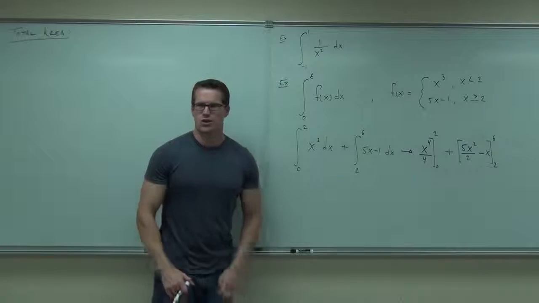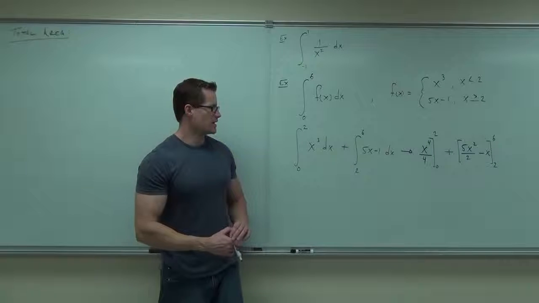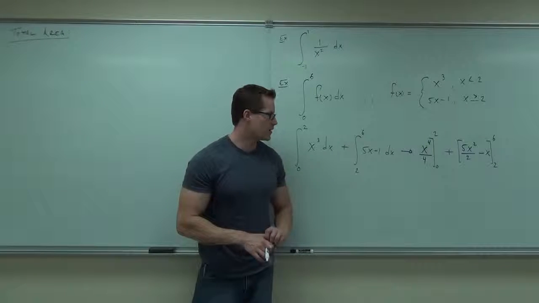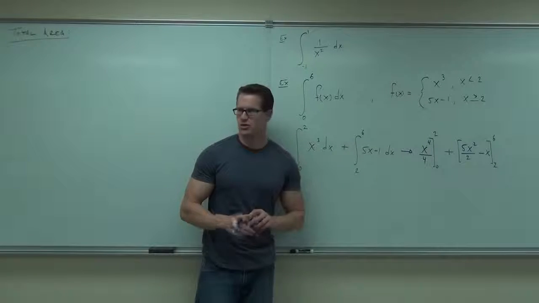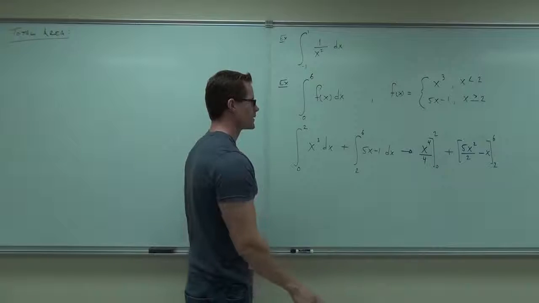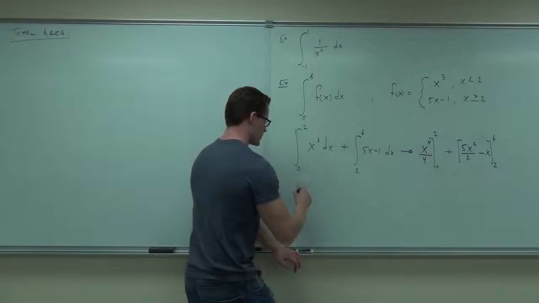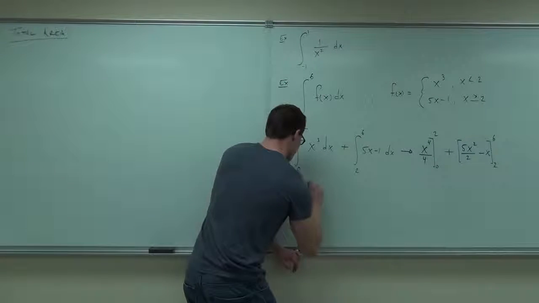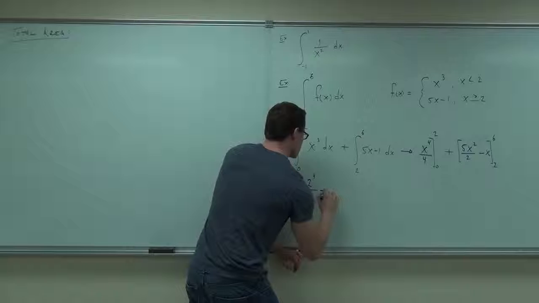Did y'all get your integrals correct? You got x to the 4th over 4 from 0 to 2. You got 5x squared over 2 minus x. You didn't forget about that minus 1, right? From 2 to 6. Did you get that far? Okay. Now we plug the numbers in. I don't know if I should count on you guys on that one. Just give us some more time, we'll get that. Right.